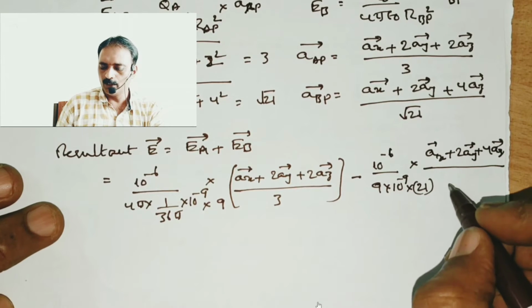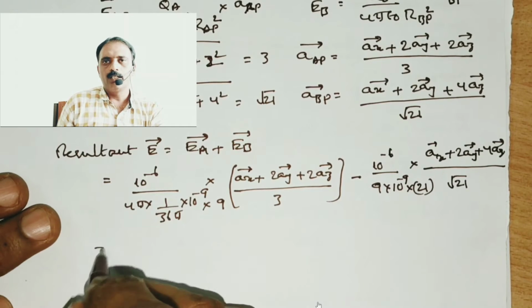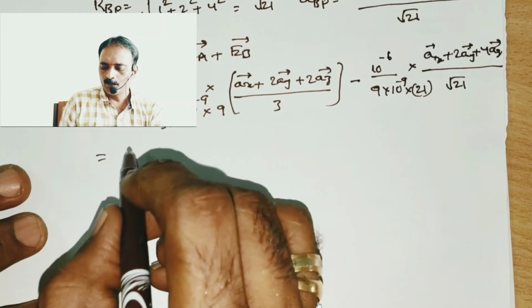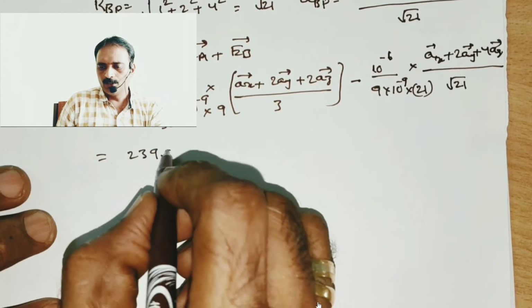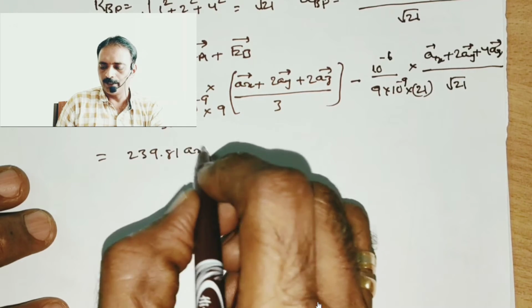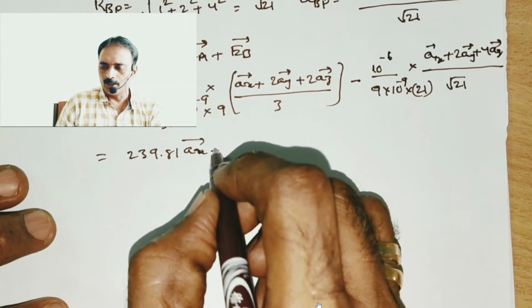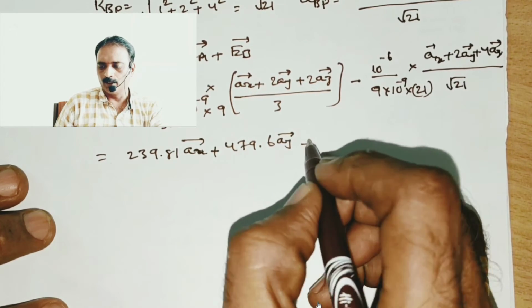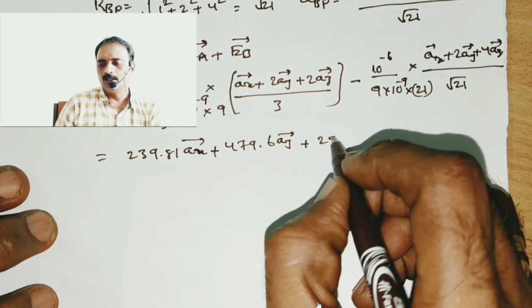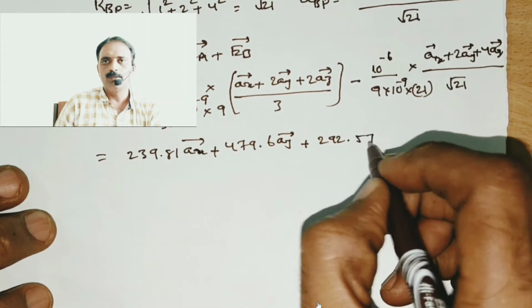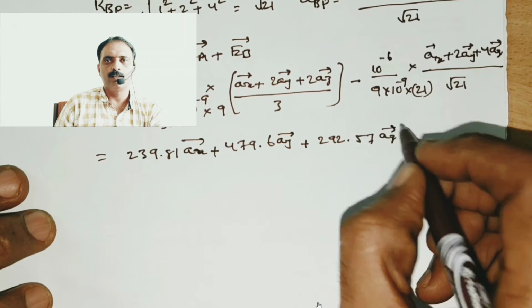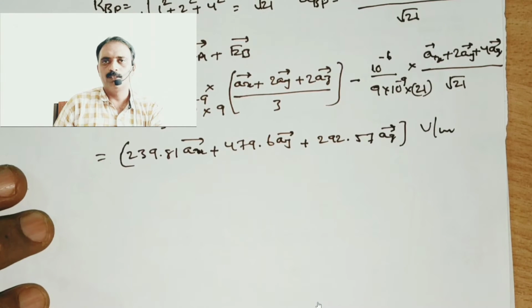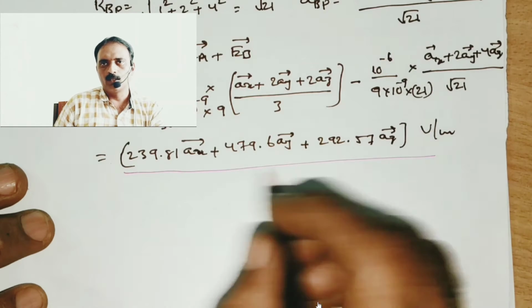And after simplification we get that the resultant electric field intensity E bar is equal to 239.81 AX bar plus 479.6 AY bar plus 292.57 AZ bar. This is the electric field intensity at point P (1, 2, 3) because of these two charges, 1 microcoulomb located at A and minus 1 microcoulomb located at B. And the objective here is to transform this Cartesian system to the spherical coordinate system.